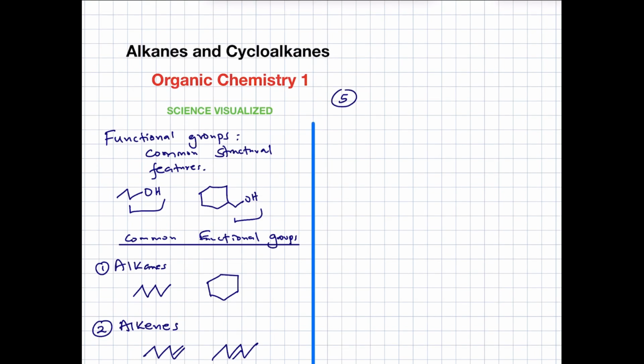Number 5, we continue with functional group examples, are alcohols. And alcohols contain an OH group. So ROH, an alkyl group with an OH, and that will be an example of an alcohol. You could also have a cyclic alcohol. You could have methanol, CH3OH.